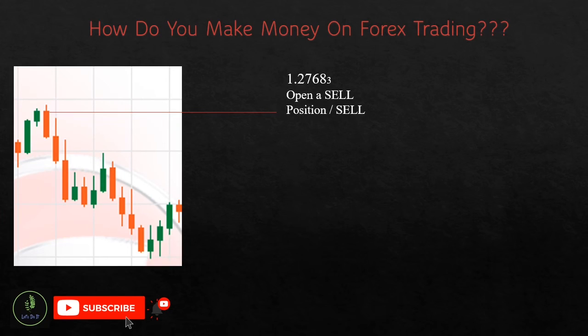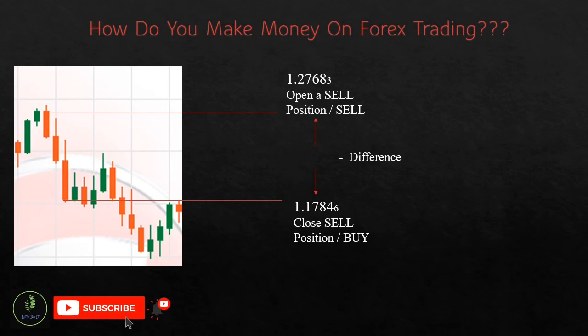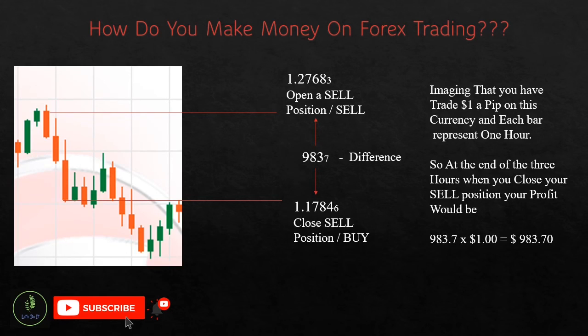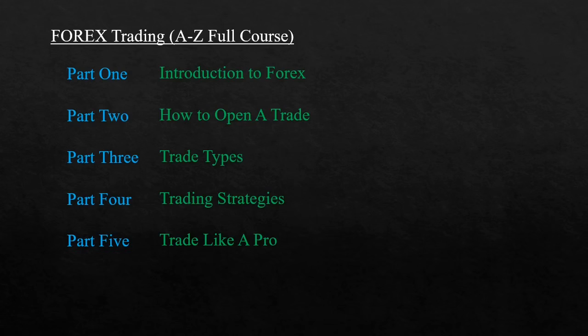We call it hedging. But it's not like you buy at a lower price and sell at a high price. You have to open a sell position if you predict the market is going downwards from a high price. So imagine you open a sell position at 1.2768, wait for 3 hours and close it at 1.1784, and the pip value is also $1. At the time when you close it, you make $983.70 on this trade. I'm not going to go deep into this topic now because it will definitely confuse you without knowing further lessons.